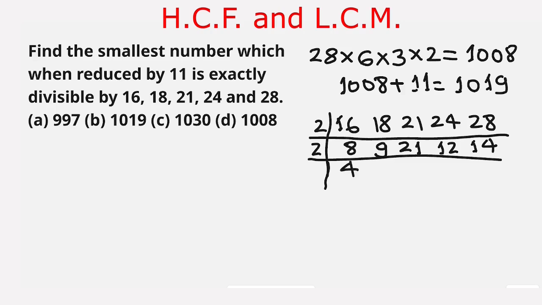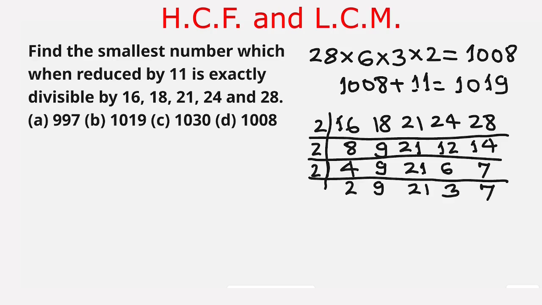2 divides 8 for 4 times. We write 9 as it is, 21 as it is, as both these numbers are not divisible by 2. 2 divides 12 for 6 times and 14 for 7 times. We further divide it by 2. 2 divides 4 for 2 times. We write 9 as it is, 21 as it is, as both are not divisible by 2. 2 divides 6 for 3 times and we write 7 as it is, as it's also not divisible by 2.